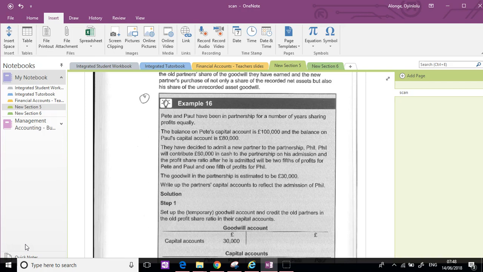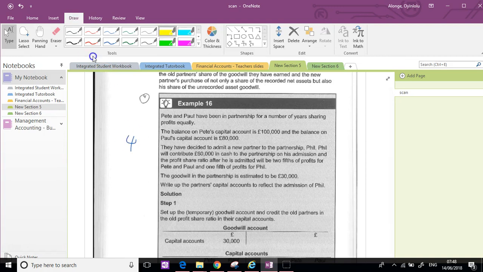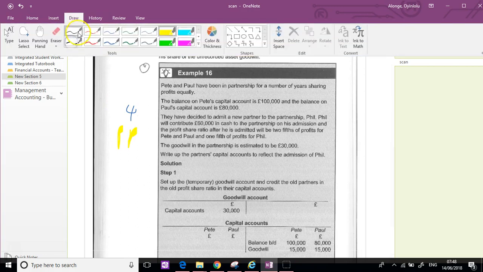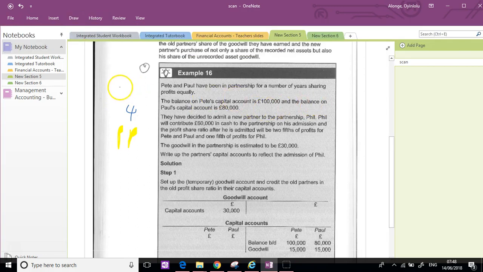Okay, I wanted you to look at example 16. That's on page 74 of your textbooks.